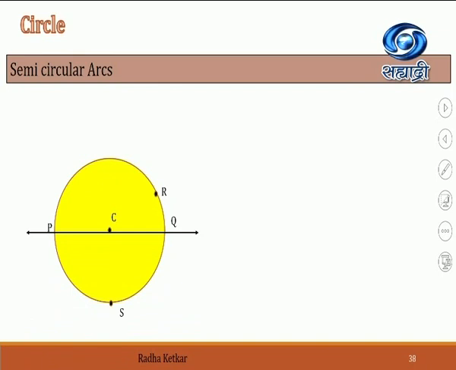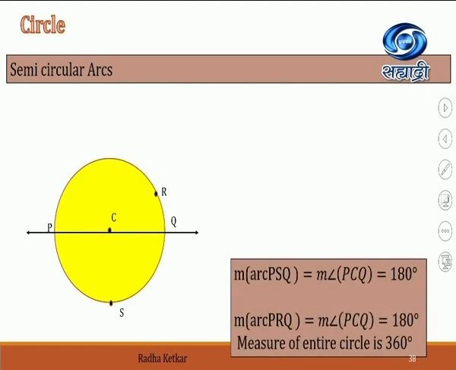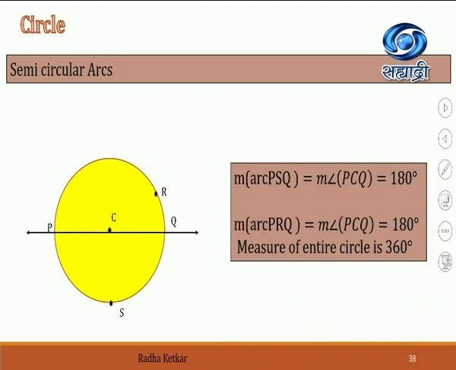So we can see here semicircular arcs. In which condition will we get such arcs? Whenever you have a secant which is passing through the center. You can see the circle will be divided exactly into two halves, and we can have arc PRQ and arc PSQ, which are nothing but semicircular arcs, and their measures are going to be 180 degrees. Also their central angle will measure 180 degrees.